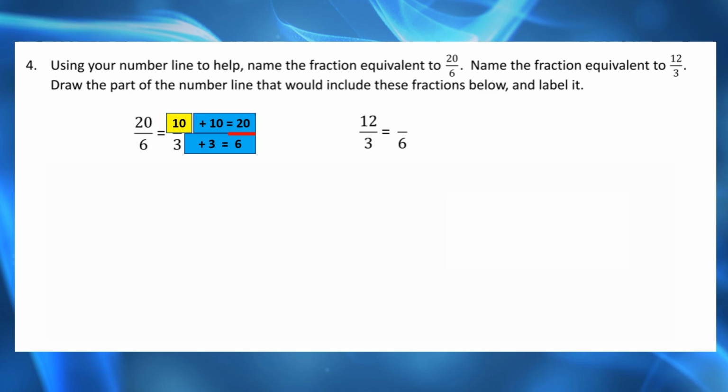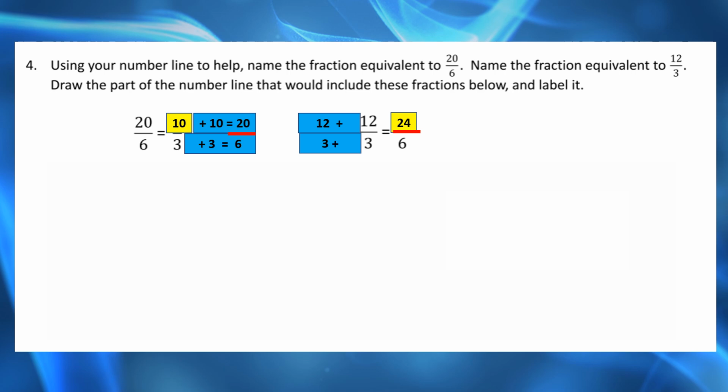Now moving on to 12/3. I see that the denominator is a 3, and I know that 3 plus 3 is 6, right? So that means if I double the 12, then I should get the numerator, the one that's missing. So what's 12 plus 12? Well, if you said 24, you're absolutely correct. So that means that 12/3 is equivalent or equal to 24/6.